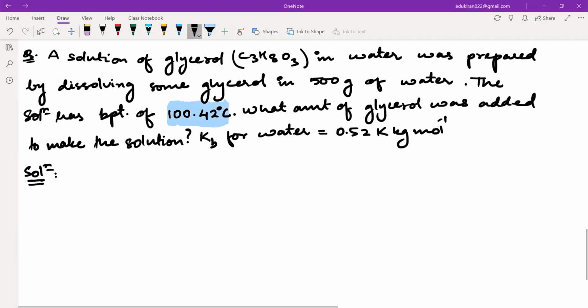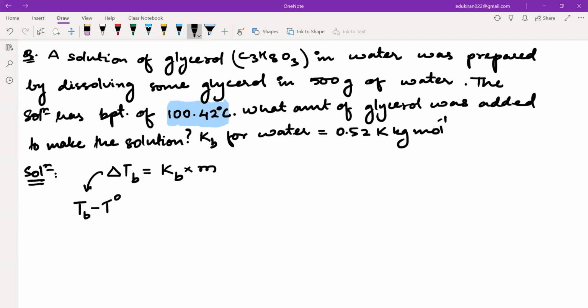Elevation in boiling point. So we know delta Tb is equal to Kb into the molality. What is delta Tb? Delta Tb is equal to Tb minus T naught b, which will be equal to Kb, given as 0.52, into molality, which is equal to number of moles upon the mass of solvent in kg.